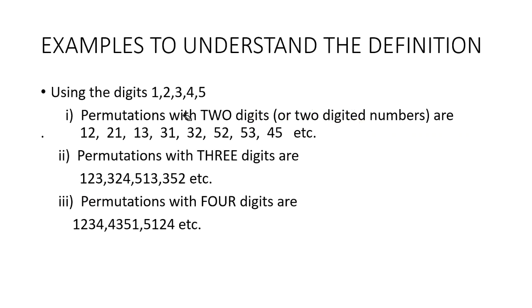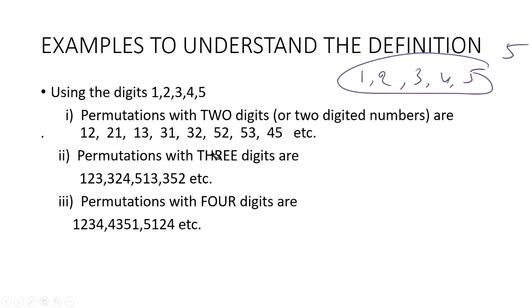Now let us look into one more problem: from the digits 1, 2, 3, 4 and 5. The total number of objects that we have is 5, and the objects are 1, 2, 3, 4 and 5. Now the first question is 2-digit numbers. 2-digit numbers means you have to select 2. So from the total 5 you have to select 2 and arrange them.